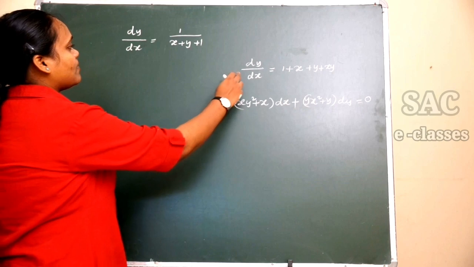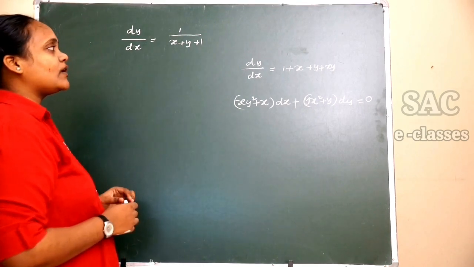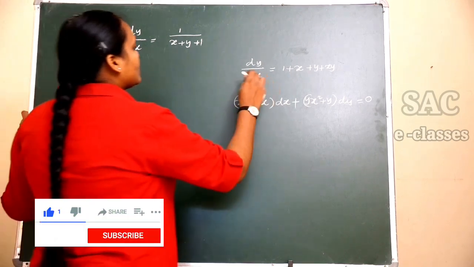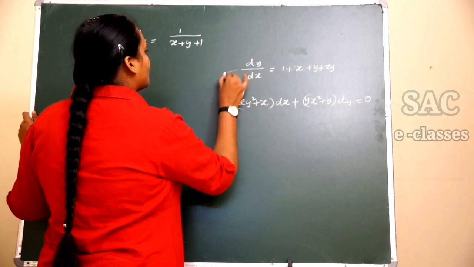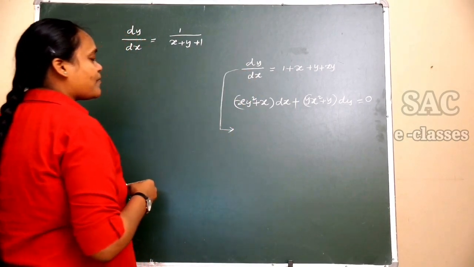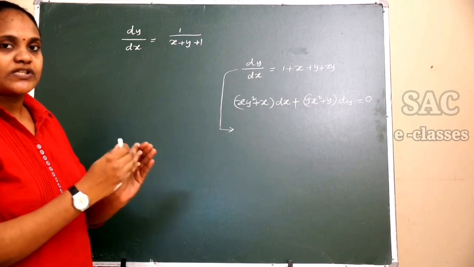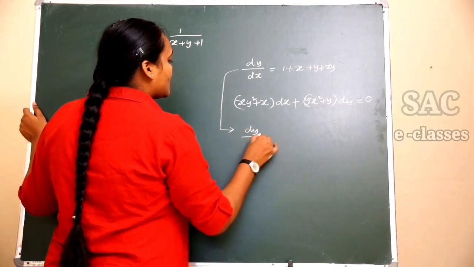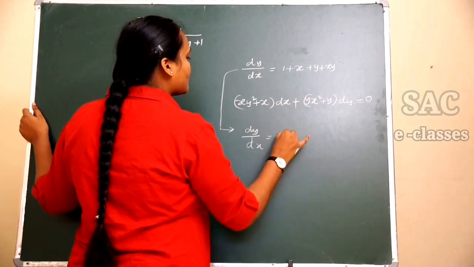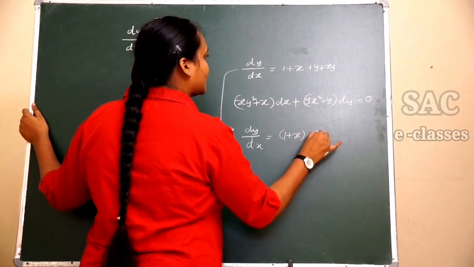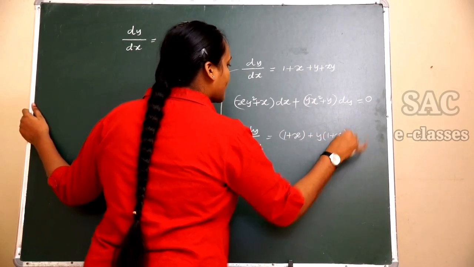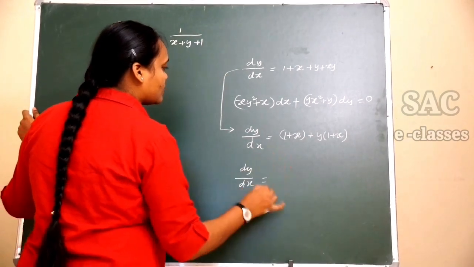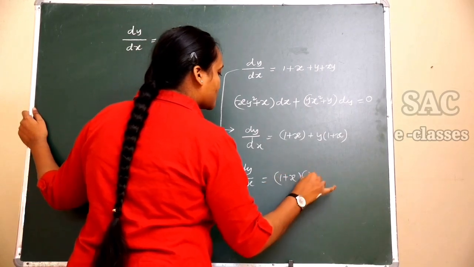See the first problem. dy by dx equal to 1 plus x plus y plus xy. Here, clearly, first we have to observe whether it is possible to put the x terms with dx and the y terms with dy or not. Now, can I write 1 plus x as it is, but by taking y as common, write it as y into 1 plus x? So dy by dx is equal to 1 plus x into 1 plus y.